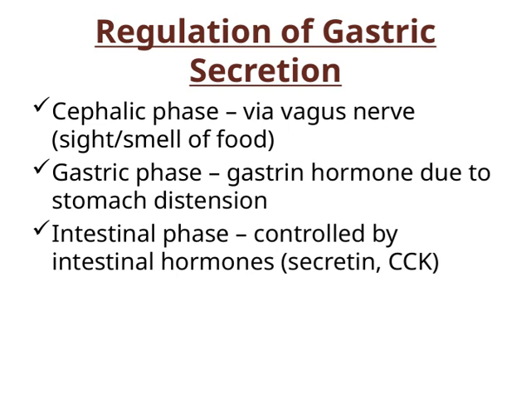This distension stimulates the release of the hormone gastrin, which further promotes secretion. Lastly, there's the intestinal phase, which is controlled by hormones like secretin and cholecystokinin, or CCK. These hormones help regulate and slow down gastric secretion as the food moves into the intestines. Altogether, these phases work together to ensure that gastric secretion is finely tuned to the body's needs during digestion.